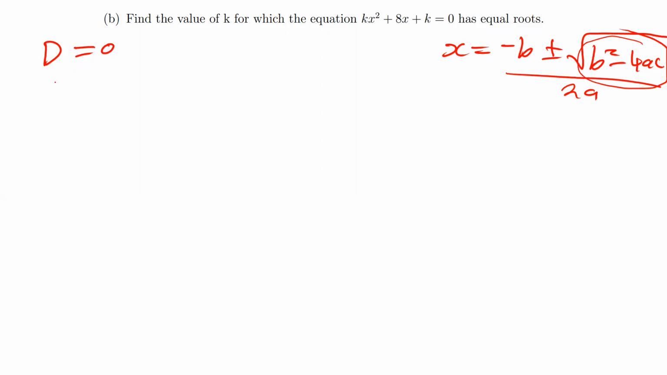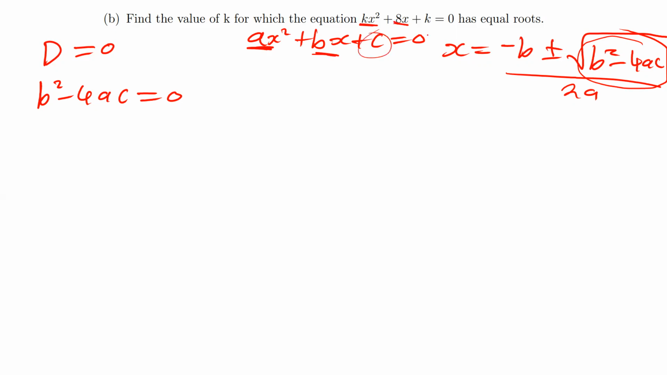The discriminant is just what is inside the root. So when we say the discriminant is equal to 0, it means that b squared minus 4ac is equal to 0. From this equation, we can identify what our a, b, and c are. A quadratic equation has the format ax squared plus bx plus c equals 0. The coefficient of x squared is a, the coefficient of x is b, and the constant is c. So our a is equal to k, our b is 8, and our c is also k.